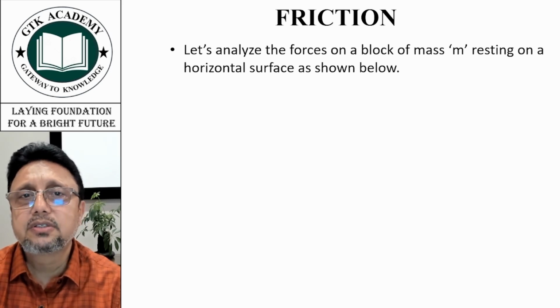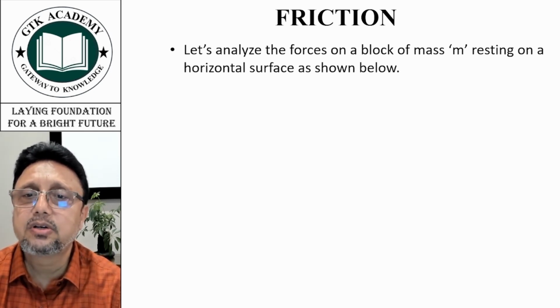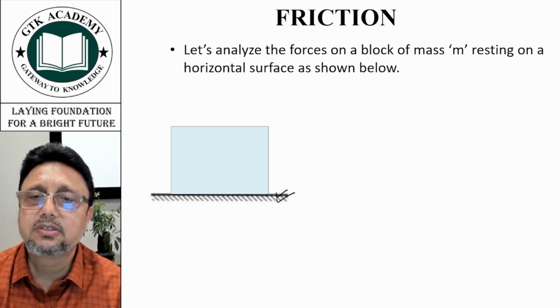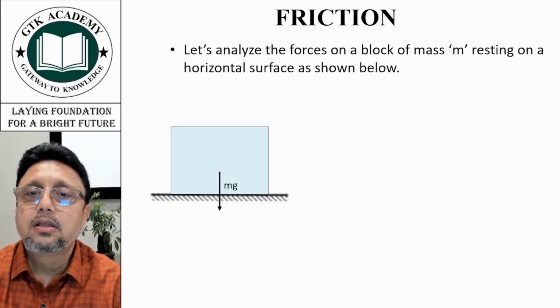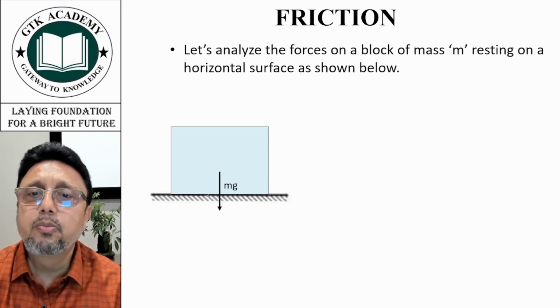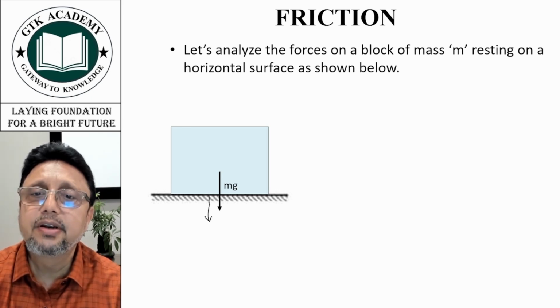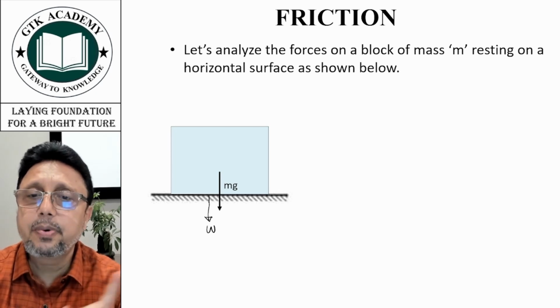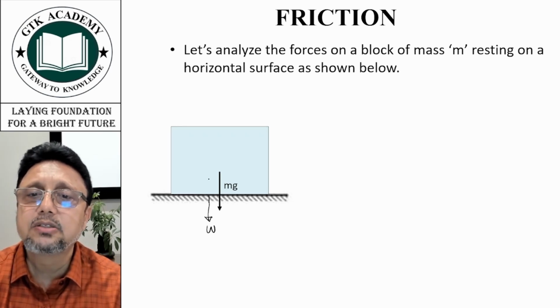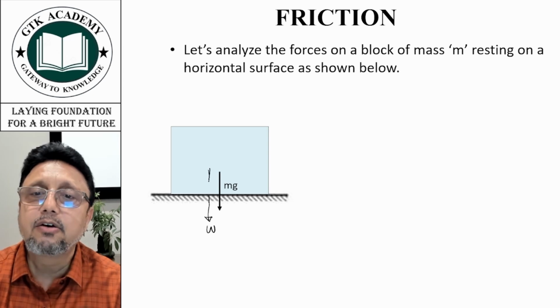Now let us analyze the forces on a block of mass m resting on a horizontal surface. For example, this is a block which is resting on this surface. There will be a weight of the block mg acting downwards, and what happens? This block will exert a force on the ground because of its weight, say W. As per Newton's third law, for every action there is an equal and opposite reaction. So ground will also exert a force which will be equal to W in the form of reaction R, in the same line as mg. I have drawn it here just. So W will be equal to R.